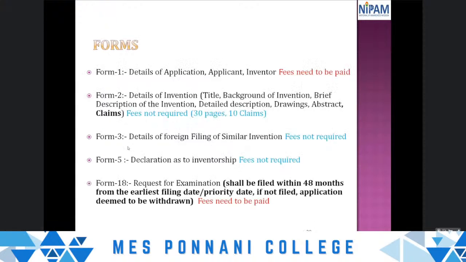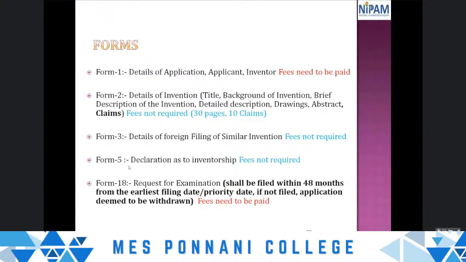Again, we'll go back to this page. So there are some other forms also, like form 3. So earlier I told that patent is a territorial right. So if you want protection in multiple countries, then you have to file patent applications in those countries. So you need to furnish all those details of the foreign applications that you have filed for the same invention in form 3.